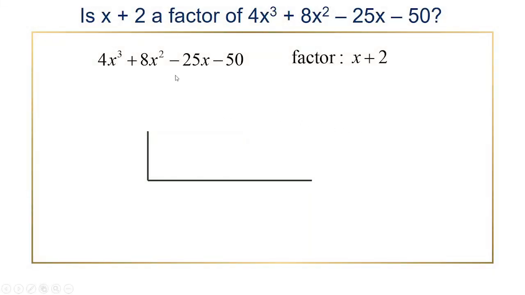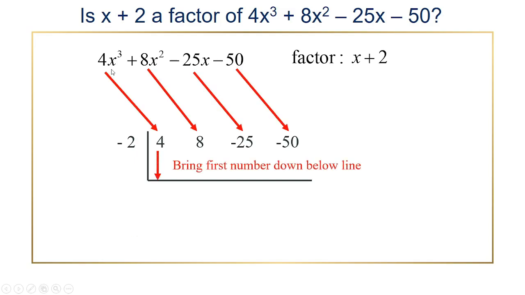Now, we can also use synthetic division if we wish to find out whether one is a factor of the other. Let's take this one. Is x plus 2 a factor of 4x cubed plus 8x squared minus 25x minus 50? Let's see. So we bring down the coefficients in a row. So we have 4, 8, negative 25, negative 50.